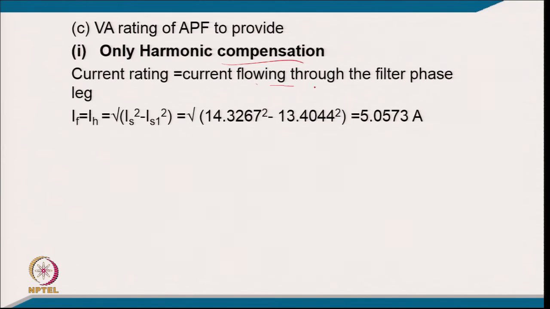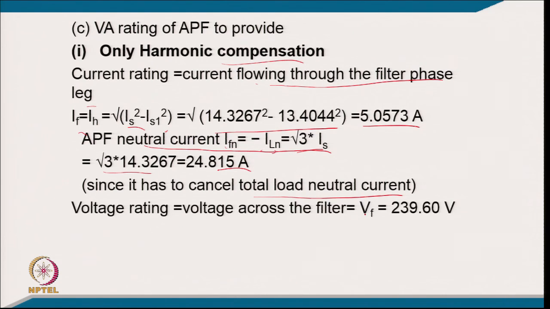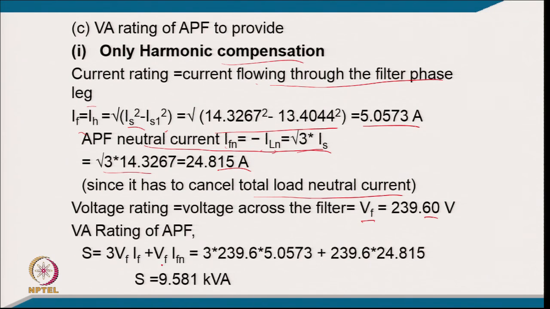So, the current rating will be equal to the current flowing through the filter phase. That is IF equal to root of IS square minus IS1 square. Putting the value, you get 5.0573 ampere, and the active power filter neutral current is the same as the minus of load neutral current, that is root 3 times IS. So, it comes 24.815 ampere. It has to cancel the total neutral load current, and the voltage rating of the filter will be Vf equal to 39.6 volt, and the VA rating will be 3 Vf IF plus Vf IFM. Putting the value, it comes 9.581 kVA.